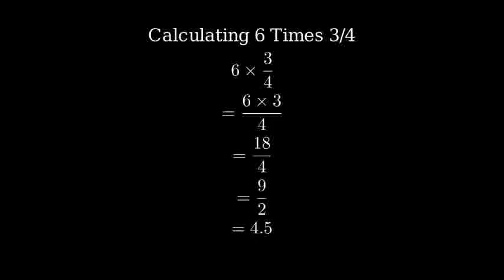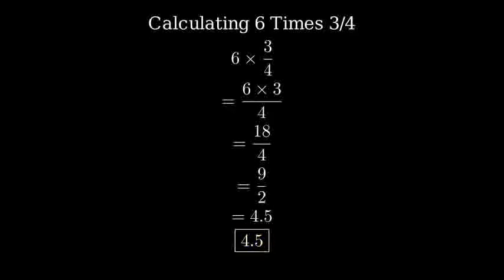Now, let's convert the fraction 9/2 to a decimal. We simply divide 9 by 2, which results in 4.5. So, when we calculate 6 times 3/4, we find that the result is 4.5, which can be indicated as the final box.